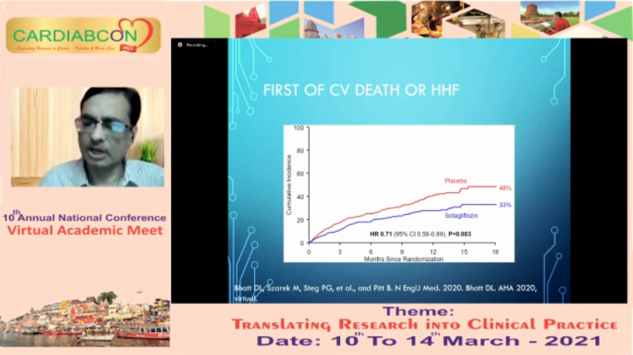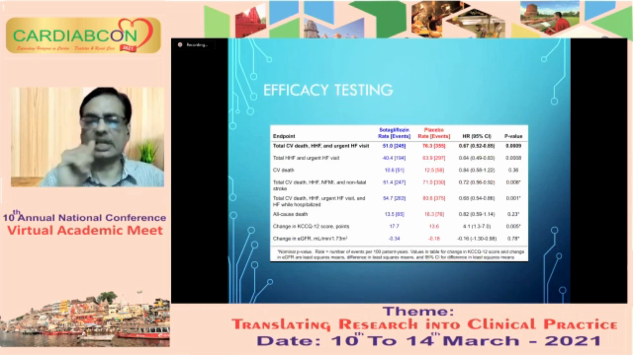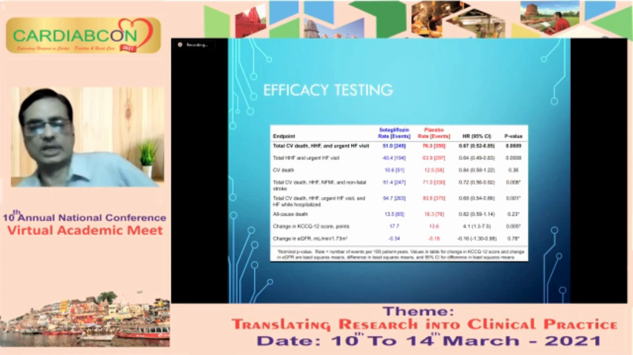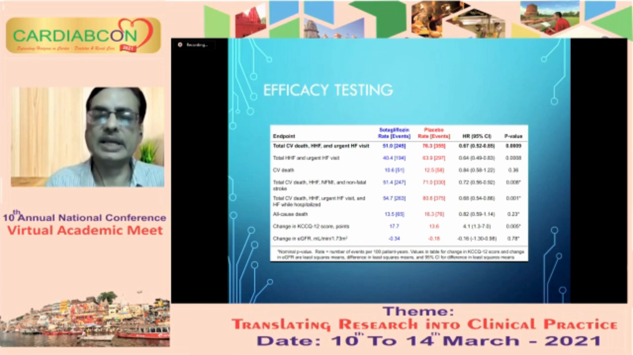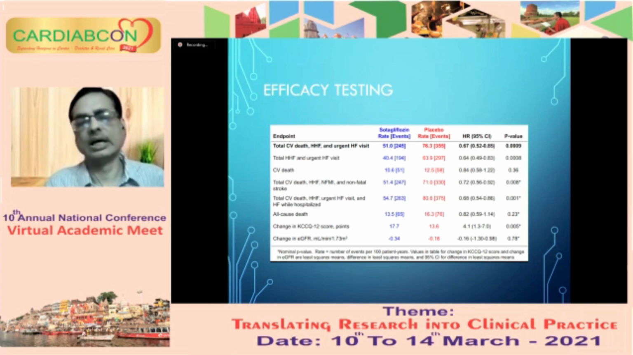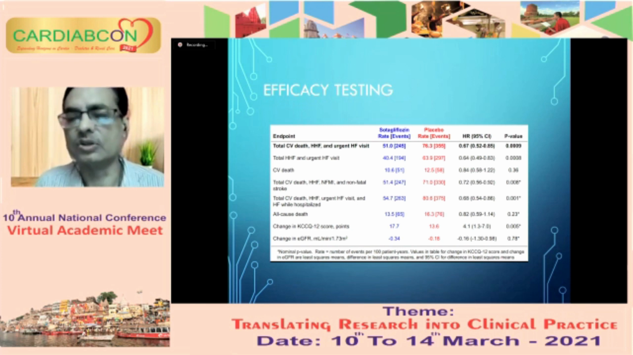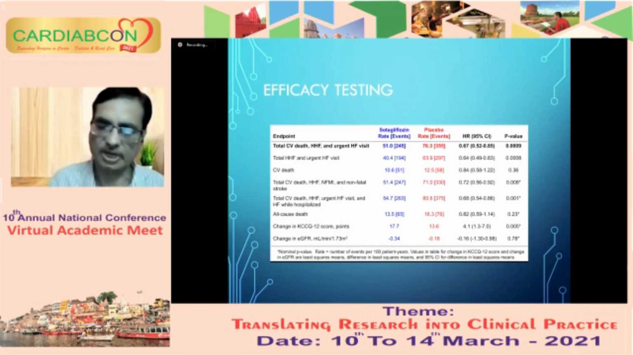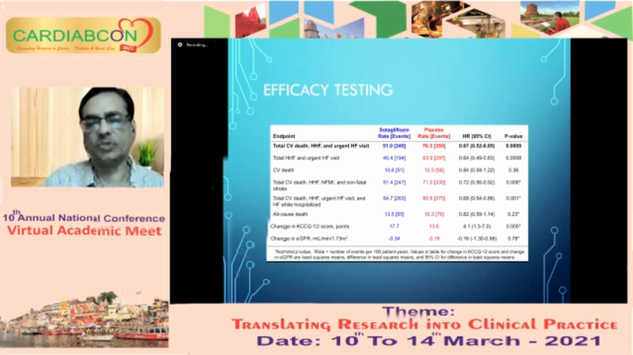If you see the efficacy testing of sotagliflozin vis-a-vis the placebo, sotagliflozin scores at all levels, whether it is the modalities of total CV death, hospitalization for heart failure, or urgent heart failure visit, as I have already outlined. Along with that, all-cause mortality was not statistically significant but numerically better, and there was definitely a better change in the KCCQ-12 score points as well.